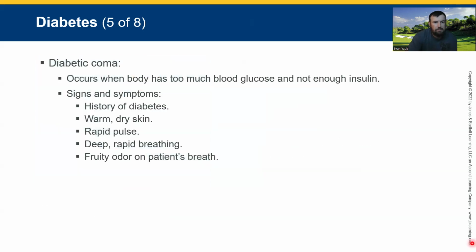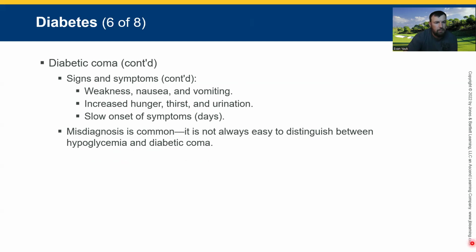Diabetic coma occurs when the body has too much blood glucose and not enough insulin. Signs and symptoms: history of diabetes. They will have warm, dry skin, rapid pulse, deep, rapid breathing, and a fruity odor on the patient's breath. A lot of us have heard about that. It's because of the high amount of sugar in their body that is not being used. That's why we get that sweet smell.